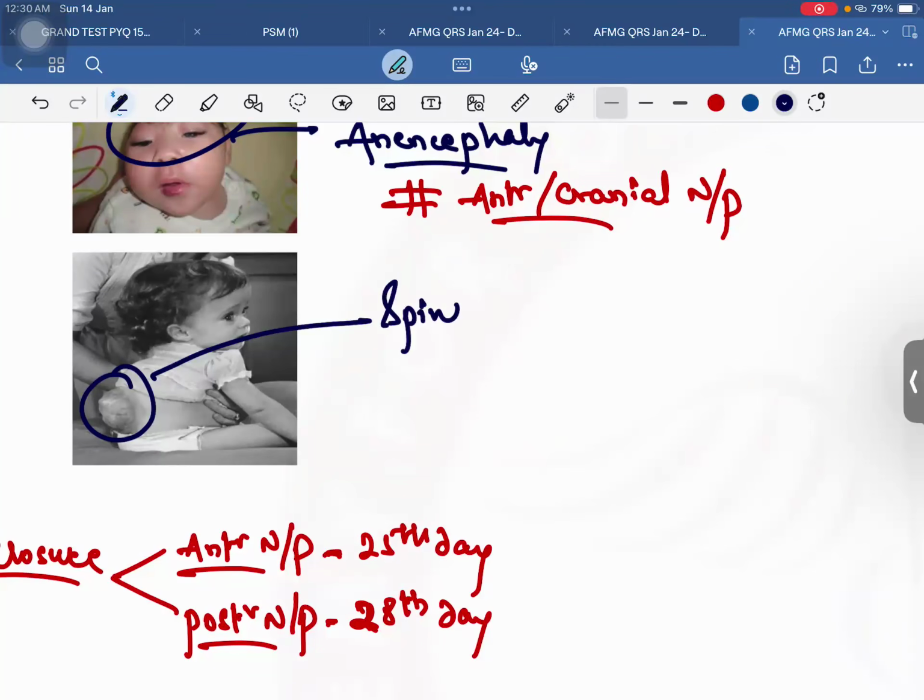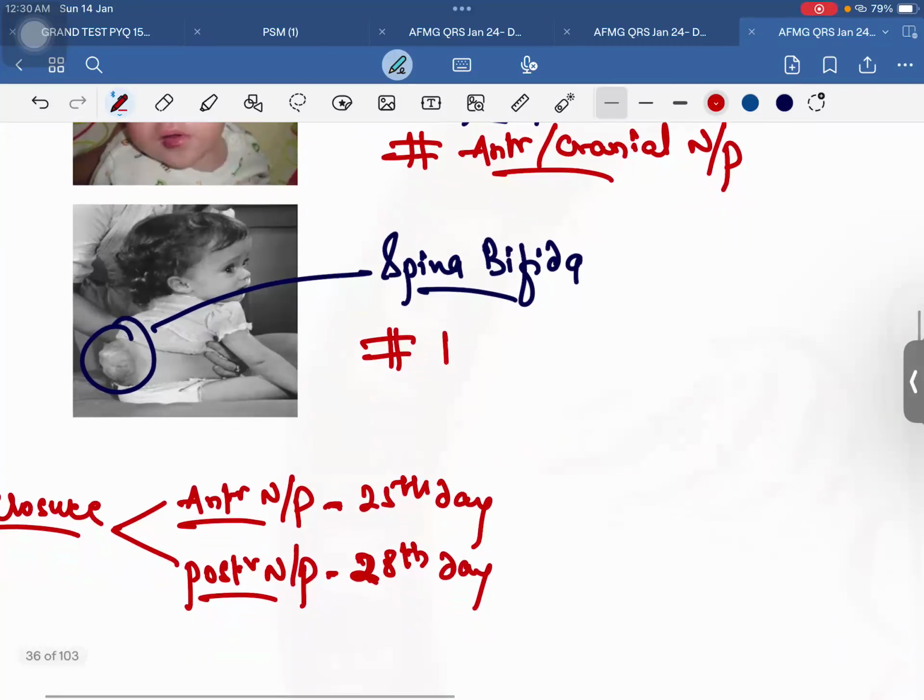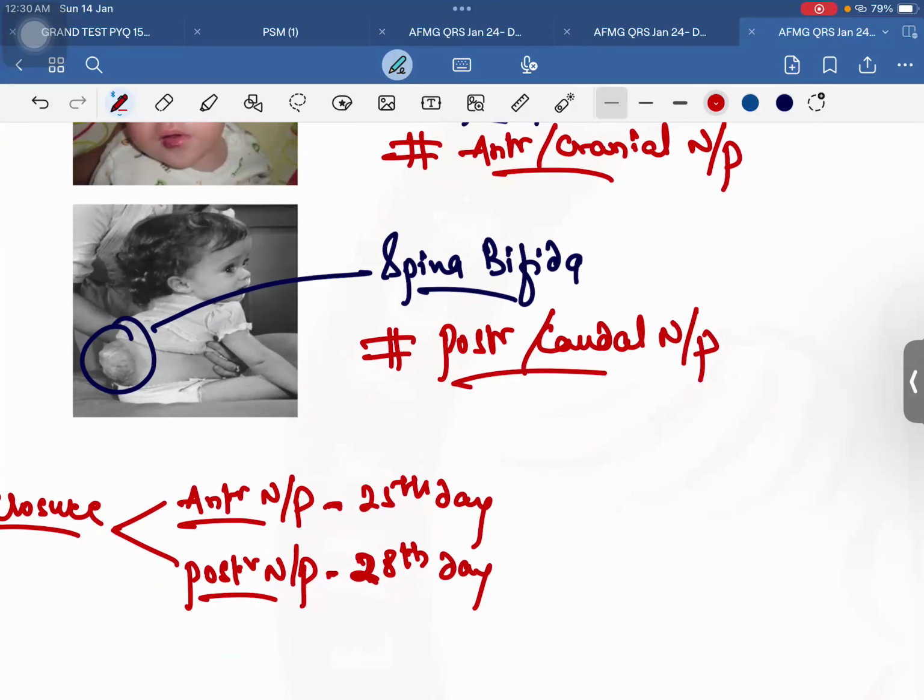This condition is known as spina bifida. Spina bifida is due to inability of closure or fusion of the posterior or the caudal neuropore. If the posterior or the caudal neuropore does not close, then that leads to formation of spina bifida.